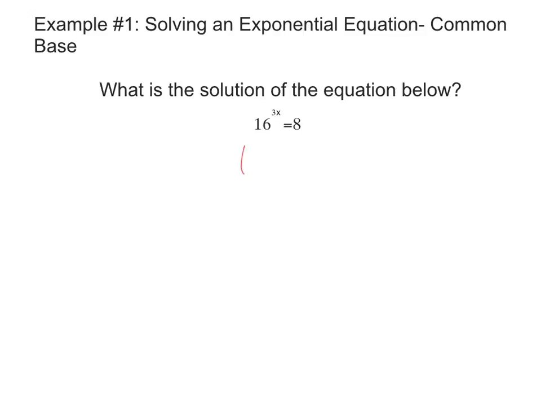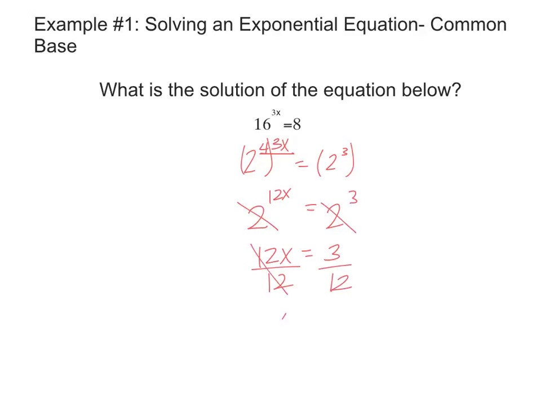So 2 to the what power gives you 16? You should realize that 2 to the 4th gives you 16, and it's still raised to the 3x, equal to 8, which is 2 to the 3rd power. Go ahead and multiply those together, and you should get 2 to the 12x equal to 2 to the 3rd. Get rid of your common bases, and that leaves you with 12x equal to 3. Finally, divide by 12, and x will equal 1/4 or 0.25, your choice. Again, this only works when you have a common base.